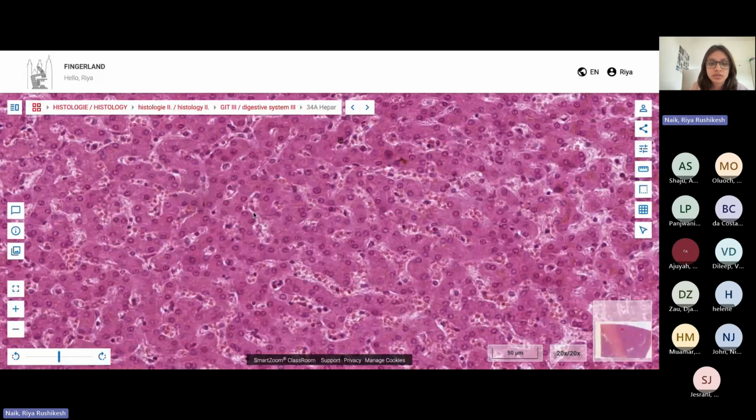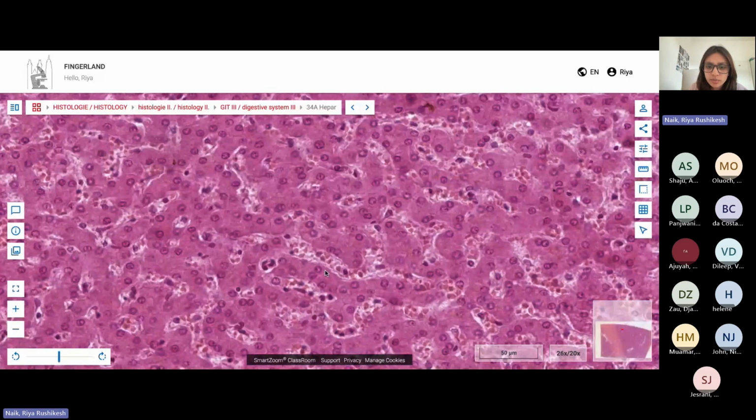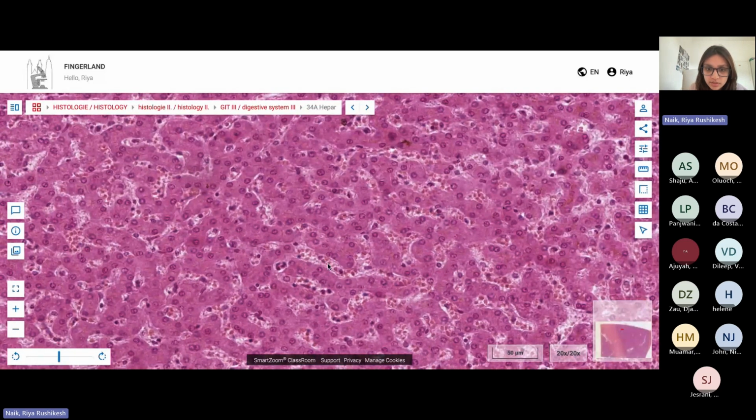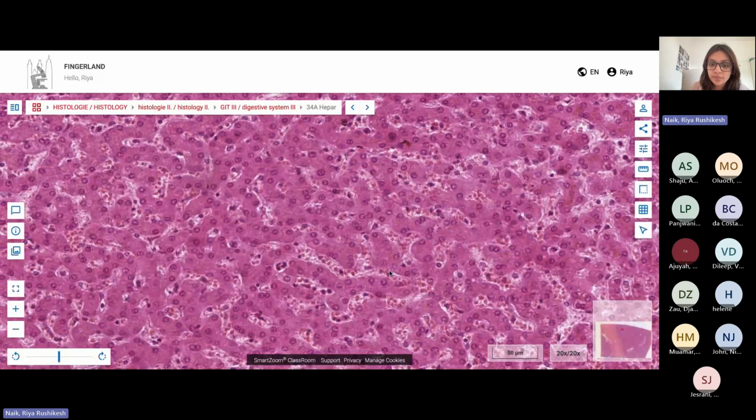And this white space, which I was talking about earlier, this or this for example, that is the space of Disse. And over here you can see a few structures in the space of Disse. They do not look like hepatocyte nuclei, but you can clearly see that there is something present in the space. So these are going to be your liver sinusoids with endothelial cells and Kupffer cells. You can see that well over here.